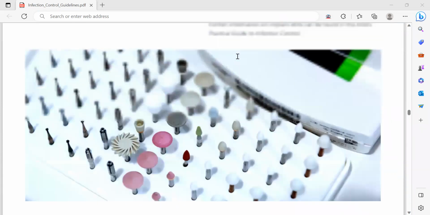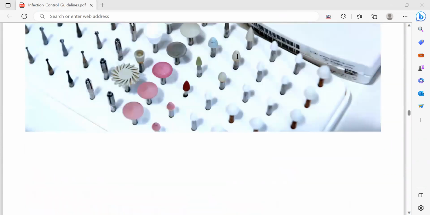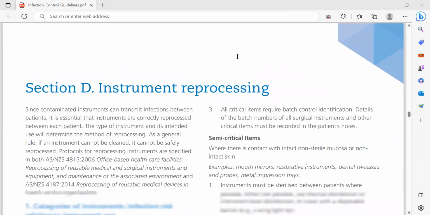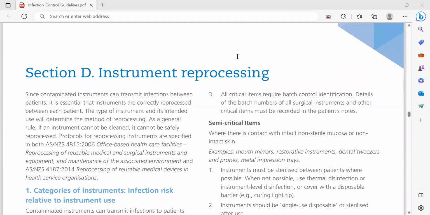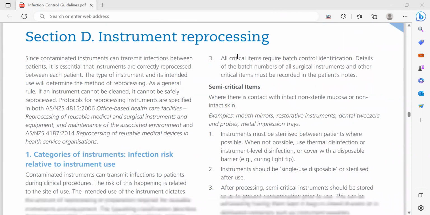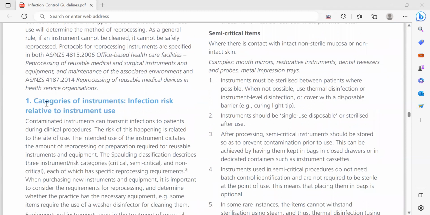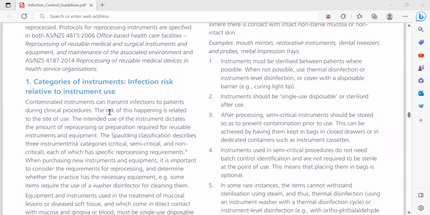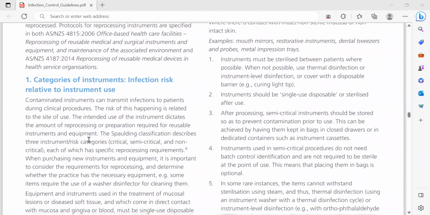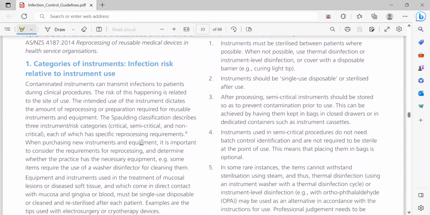So in previous pages we read about single use items, which we just use for one patient and throw away after use. Now here we will read about reprocessing instruments and how we need to do the certain stages of reprocessing. First, we need to categorize the instrument according to their risk relative to instrument use. So, where we are using that instrument, we will divide the risk accordingly. That risk is generally divided into critical item, semi-critical item, and non-critical item.